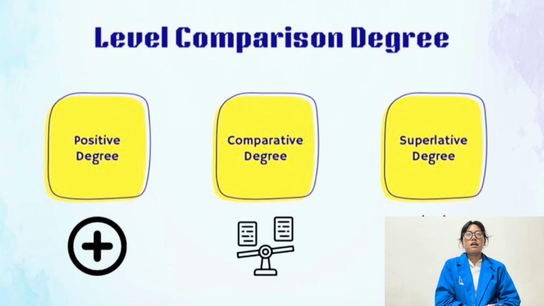This sentence shows different levels of comparison. Next, levels of comparison degree. There are 3 levels of comparison degree: positive degree, comparative degree, and superlative degree. Each level has a different function. Positive degree is used for equal comparison. Comparative degree is used to compare two things, and superlative degree is used to compare one thing with a group.